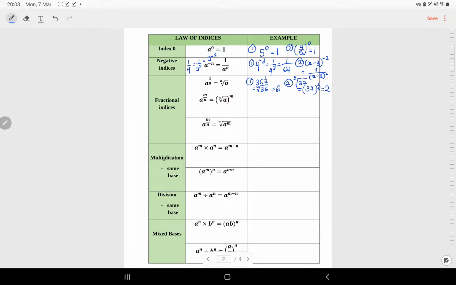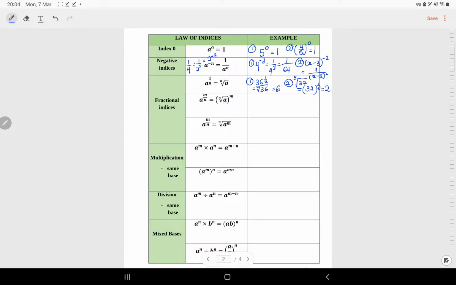Next bit, you have a to the power m over n, which is equal to root n of a, the whole thing to the power m. Then you say, teacher, why is this the same? Yes, this is also the same as root n of a to the power m. I'll show you why these two are the same.